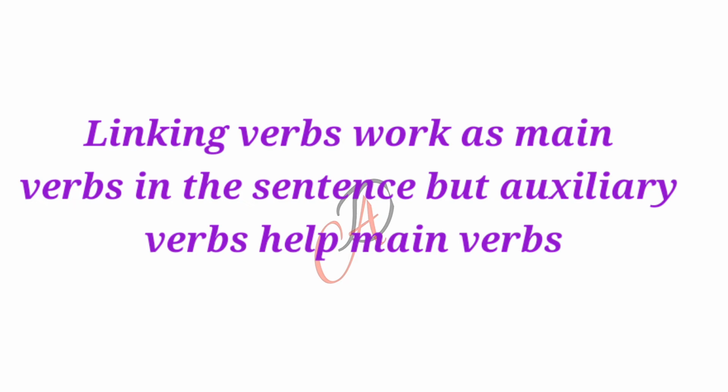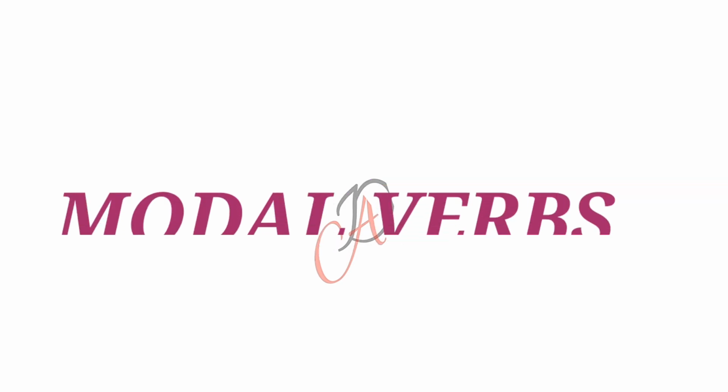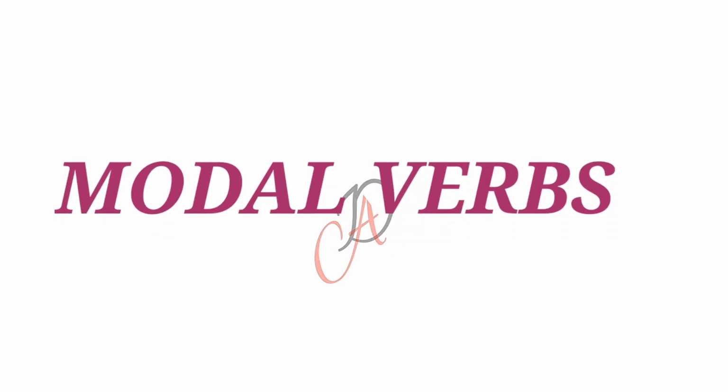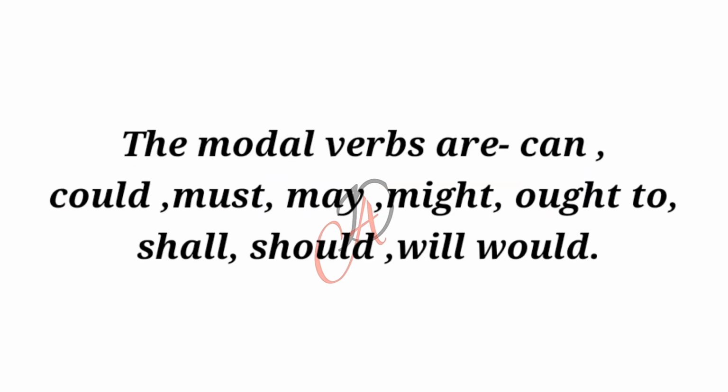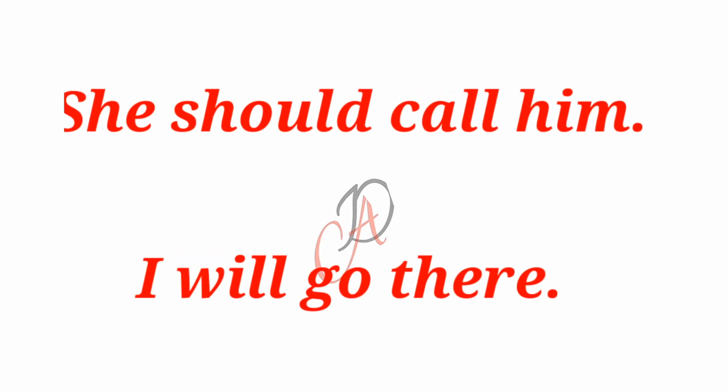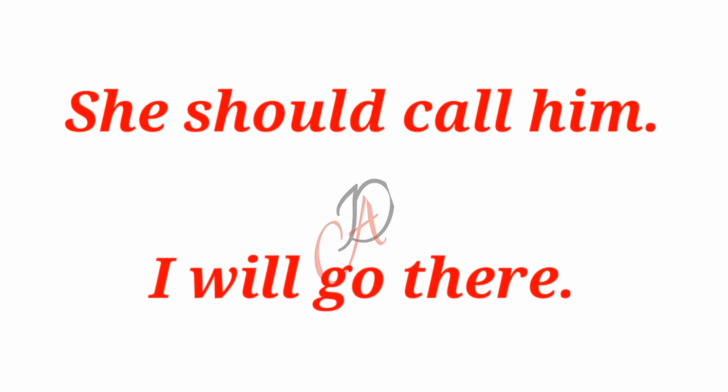And let's move on to the next type of verb, that is modal verbs. A modal verb is a kind of auxiliary verb. It assists the main verb to indicate possibility, potentiality, ability, permission, expectation, and obligation. The main modal verbs are can, could, must, may, might, shall, should, will, would. For example, she should call him, and the next one, I will go there. In both the examples, should and will are the modal verbs.